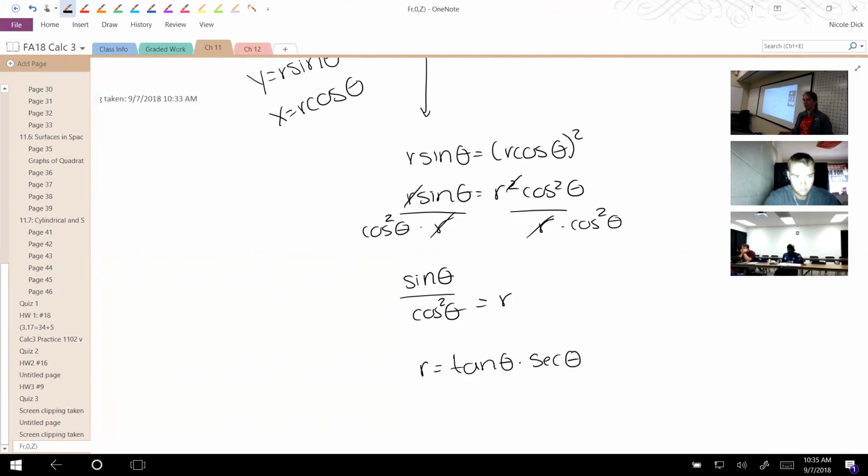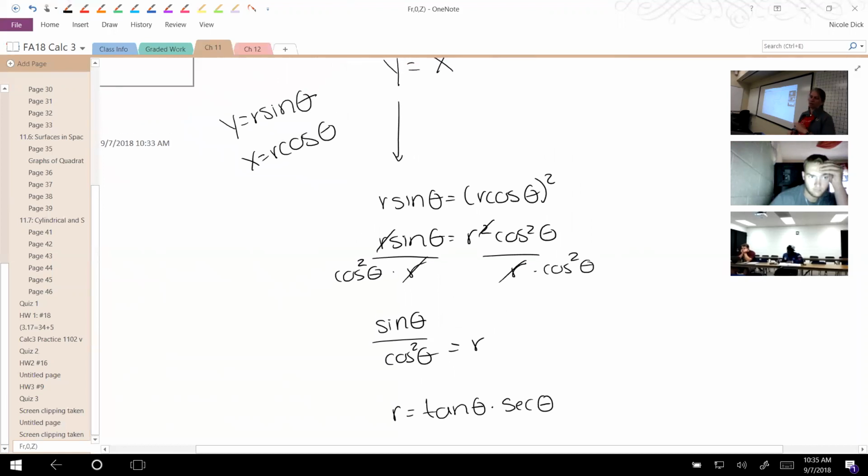But what you said isn't wrong. If you wrote it as sine theta times secant squared, that's not wrong either. There's lots of ways you can write this, but that's what I would say. If there's no shortcuts you can see to get from one to the other, you can always go back and do this substitution.